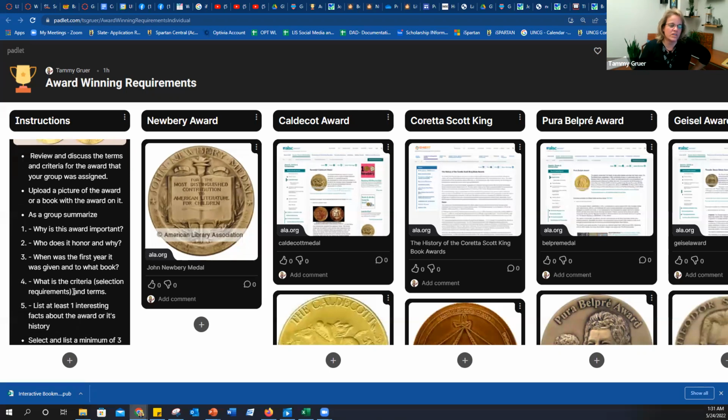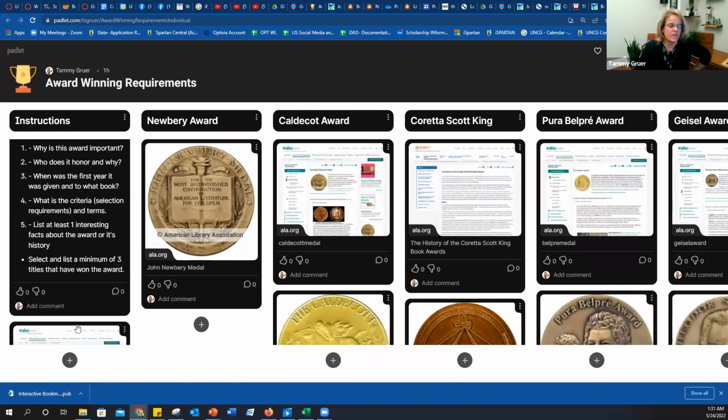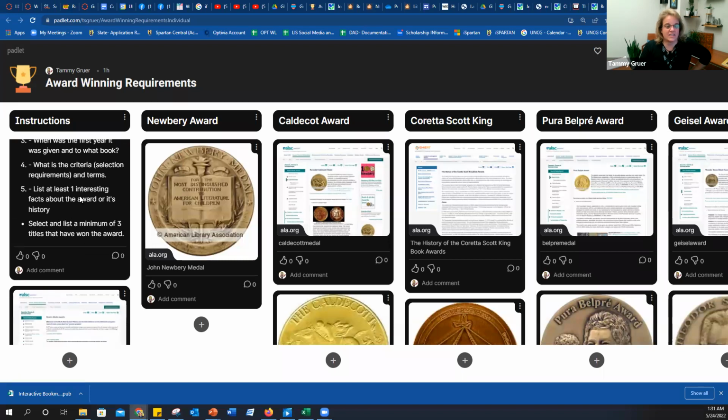Think about why this award is important, who does it honor and why, when was its first year that it was given, maybe what is its criteria. I think that's very important to understand. Why are we honoring this kind of book with this kind of award? And maybe an interesting fact that's there, and maybe 2 or 3 titles for yourself that you may recognize that have won that particular award.